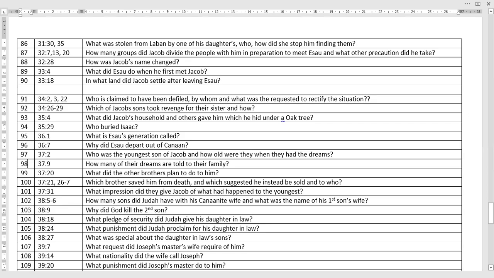Question 98. How many of their dreams are told to their family? Let's go to 37 verse 9. And he dreamed yet another dream and told it his brethren and said, behold, I have dreamed a dream more. And behold, the sun and the moon and the eleven stars, and so forth. So this is the second dream that he had. He says he had many dreams, but we only know of two of them being told to the family.